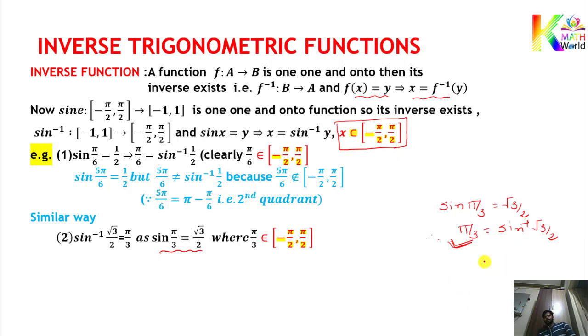You can see this is 60 degrees. And what is the range for sine inverse, as we discussed earlier? The closed interval minus pi by 2 to pi by 2. This is the range for the sine inverse function. So 60 degrees obviously lies in this range. That's why this is correct, and we can say pi by 3 equals sine inverse root 3 by 2. See the next illustration also, the third one.